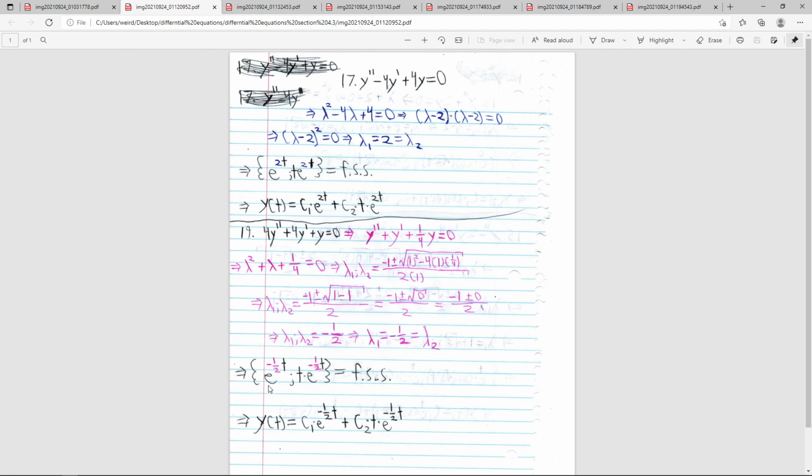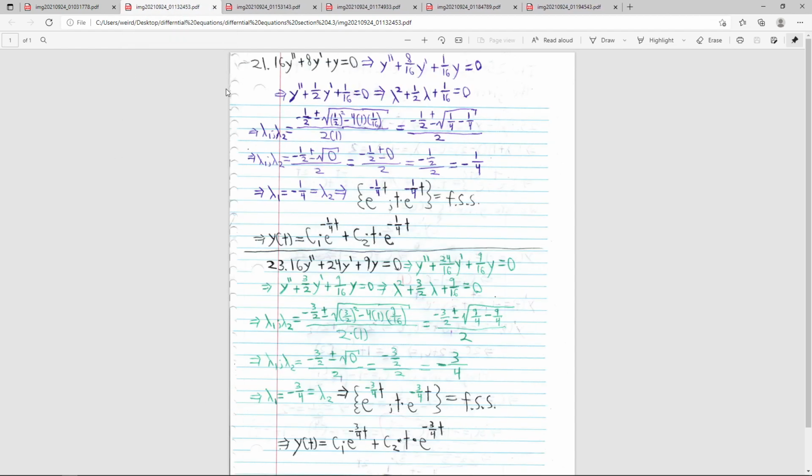So same value, so it's e to the negative 1/2 t, and t times e to the negative 1/2 t. So fundamental set of solutions, so y of t equals c1 times e to the negative 1/2 t plus c2 times t times e to the negative 1/2 t. Then we have two more like this where it's figuring them out. So here, 16y double prime plus 8y prime plus y equals 0. Divide by 16, and then we make the characteristic equation from that.